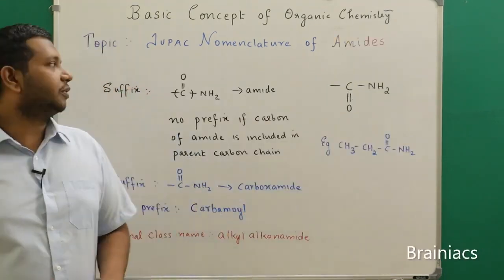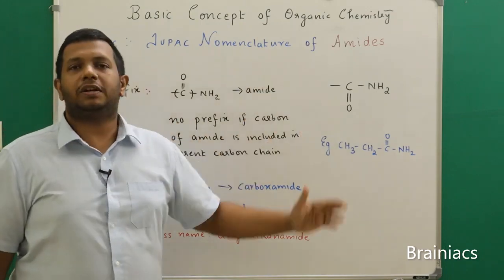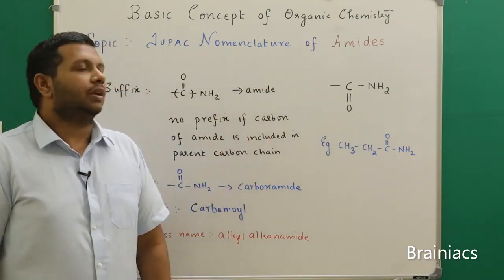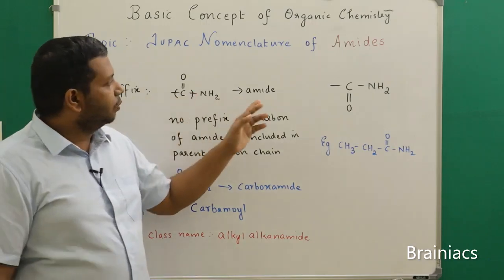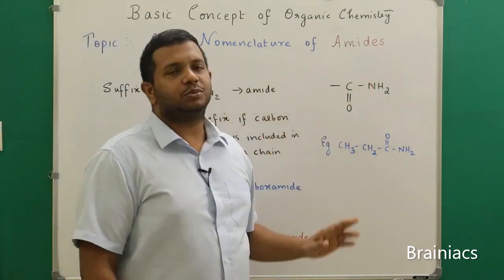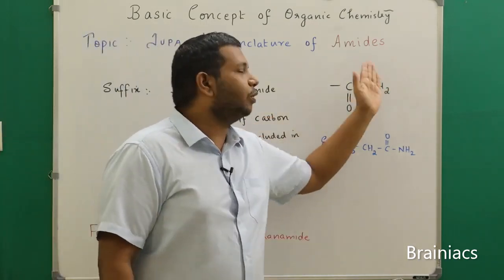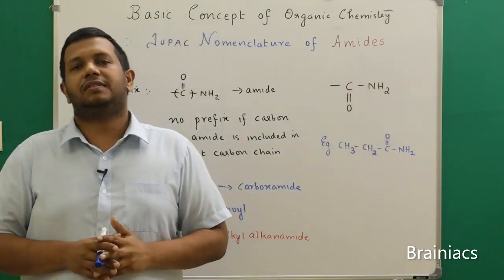Hi dear students. So next we are dealing with the IUPAC nomenclature of amides. Coming to amides, the functional group here is CONH2. You could see here chlorine is replaced by the amino group NH2. Then we say it is an amide.